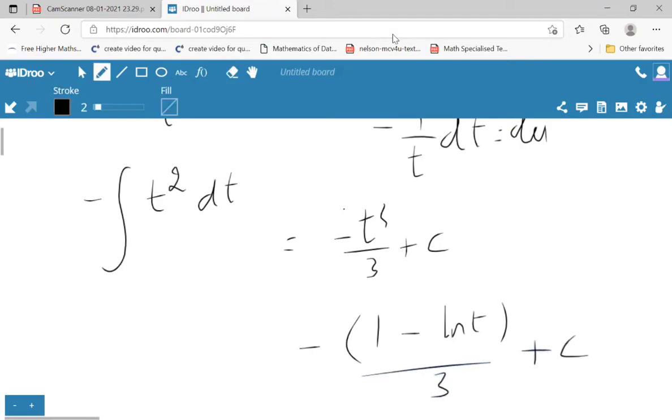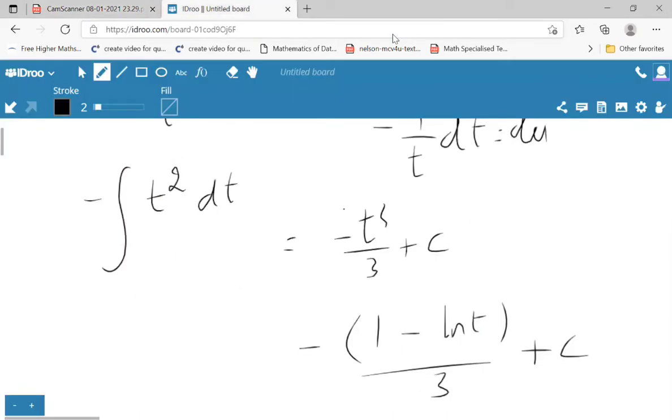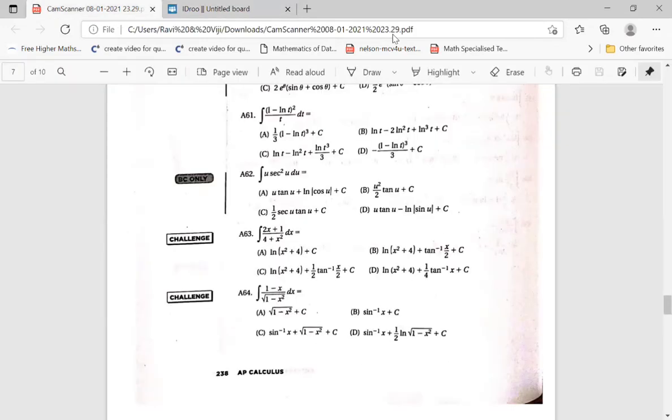Plus c. Let's see which option is correct. You can see 1 by 3 into 1 minus ln t, the whole cube plus c. Option A is the correct answer. No, children, option D is the correct answer because we have a negative symbol outside. So minus of 1 minus ln t, the whole cube by 3 plus c is the correct answer. So option D is the correct answer.